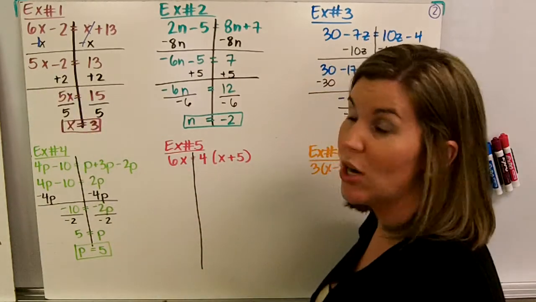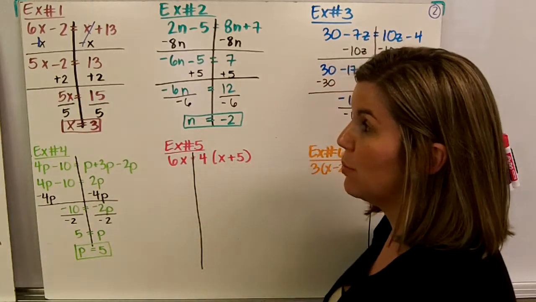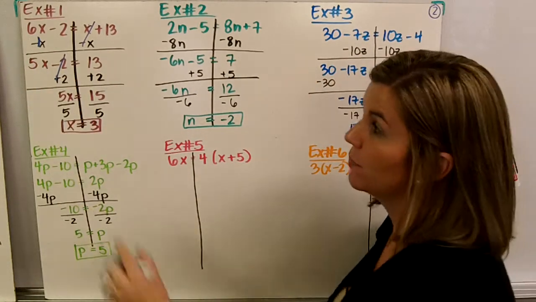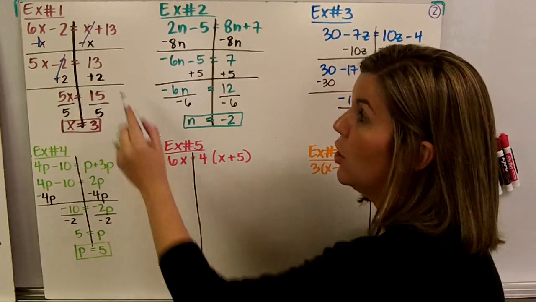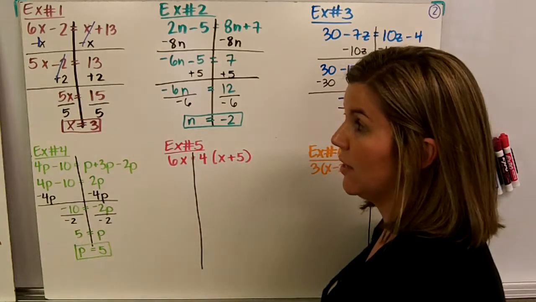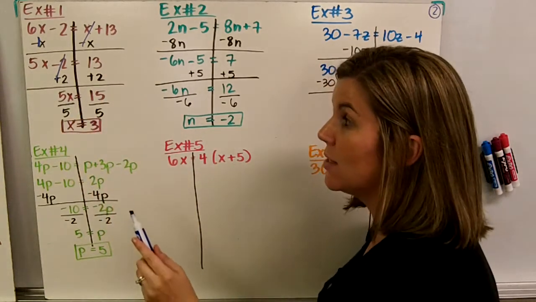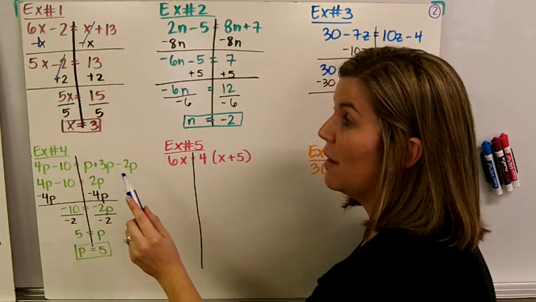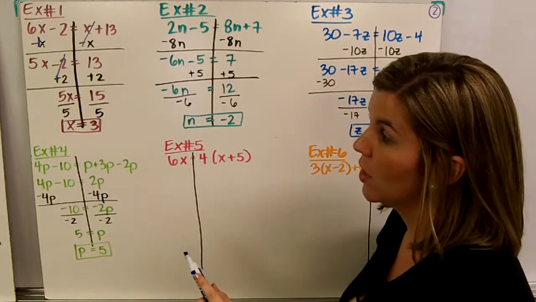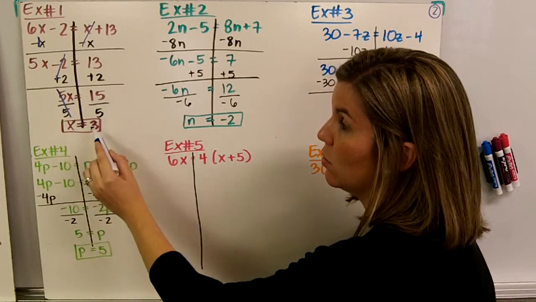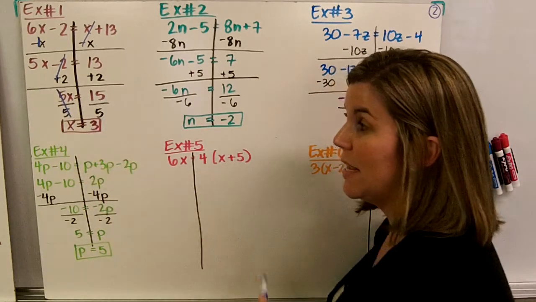The opposite of subtracting 2 is adding 2 to both sides. These 2's now cancel out. 5x comes down. 13 plus 2 is 15. 5x equals 15. This is 5 times x. So the opposite is to divide by 5 on both sides of the equal sign. These 5's will cancel. x equals 15 divided by 5 is 3.